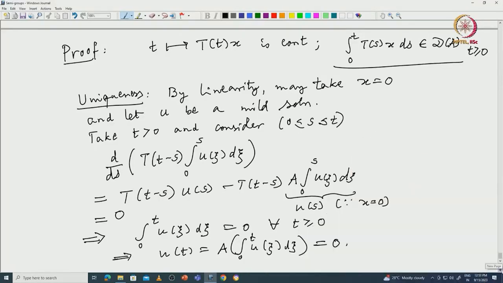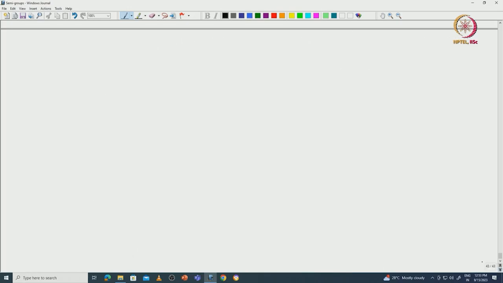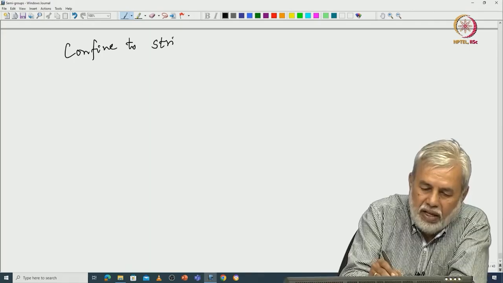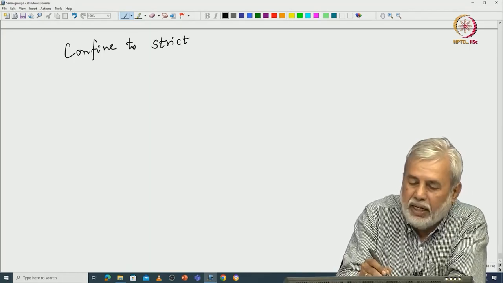So if A generates a semigroup, then we know how to construct the mild solution, but the converse we are not going to study here. The converse we are going to study for the strict solution. So now we confine ourselves to strict solutions. I am just going to state a theorem.